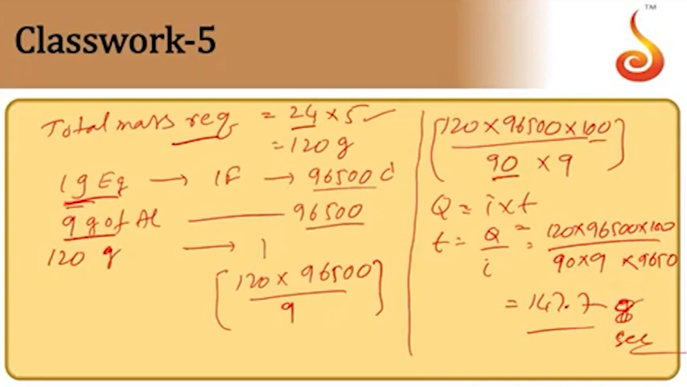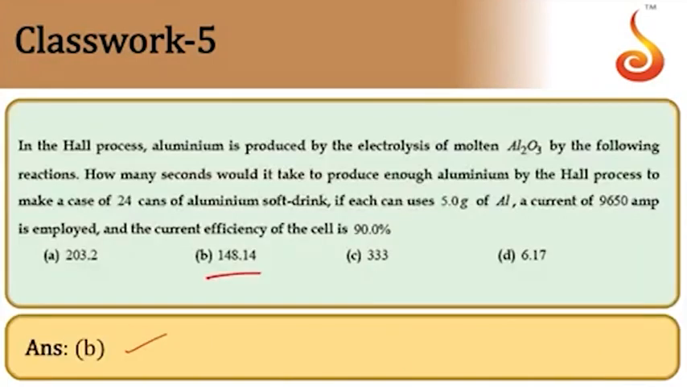Now Q is equal to I into T, and we require T. T is equal to Q by I. Q is the charge which you found out here, by I. Current strength is given as 9650. So finally, simplifying, we get the answer 147.7, and it came to B option.